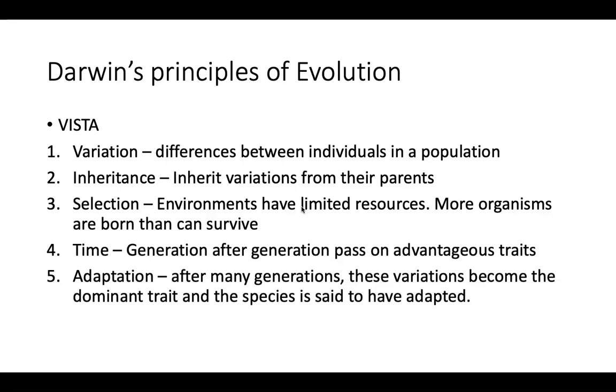Selection is part of Darwin's principles of evolution as well. This is the idea that environments have limited resources and there are more organisms born than can ever possibly survive in that environment. So those organisms that have the more favourable variation and can pass that variation on are more likely to survive and be selected as the fittest for that particular environment. Remembering that fittest doesn't mean that they can run the fastest or jump the highest. It means their adaptations are better suited for the environment than other adaptations.